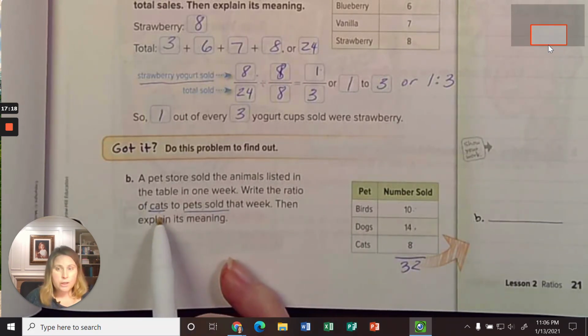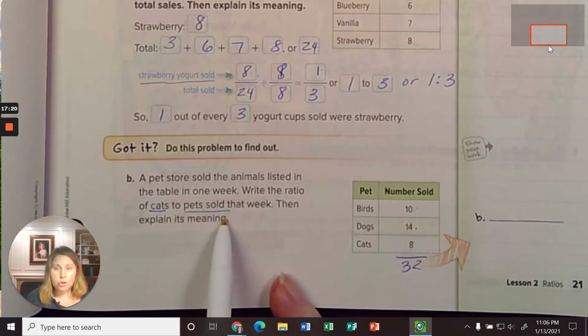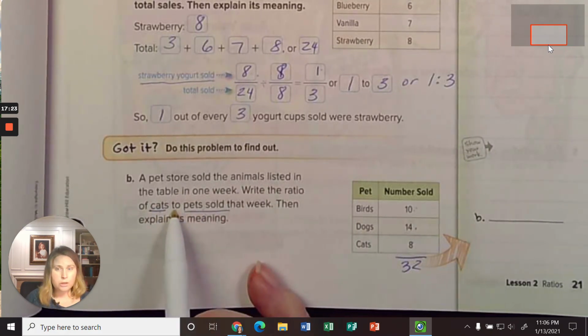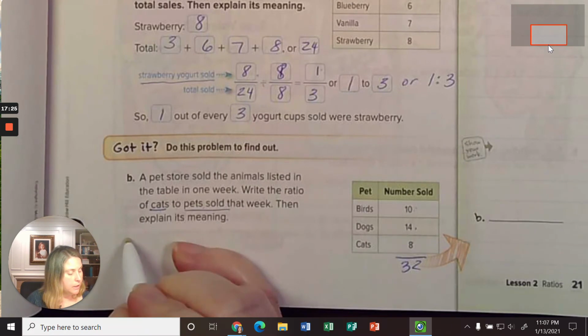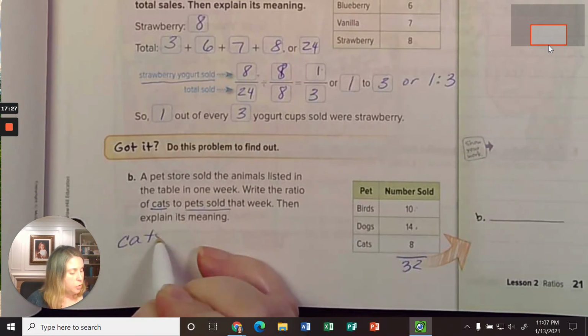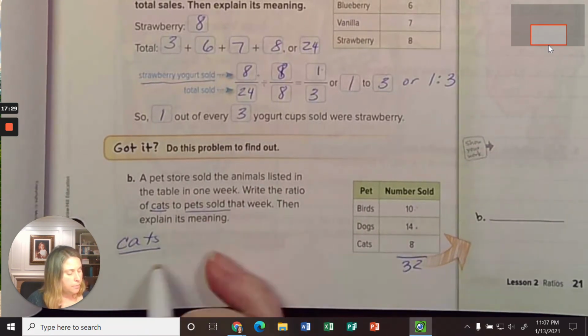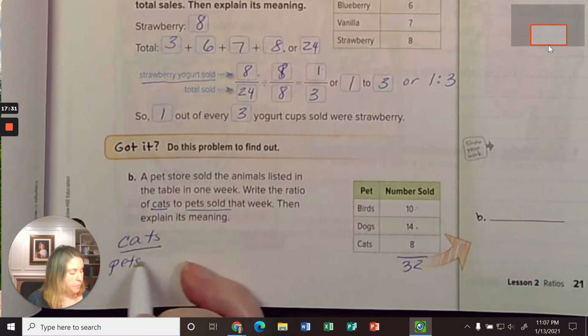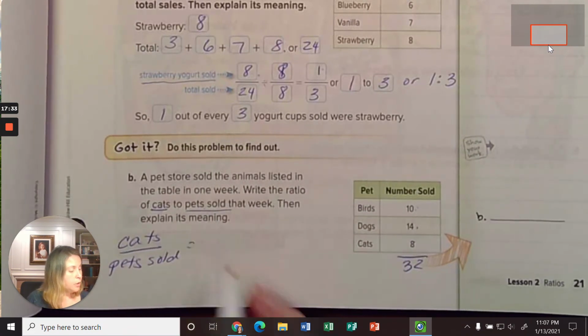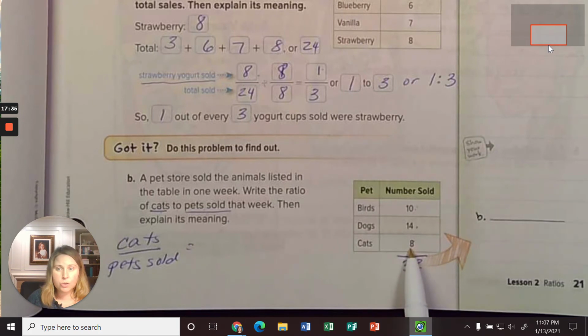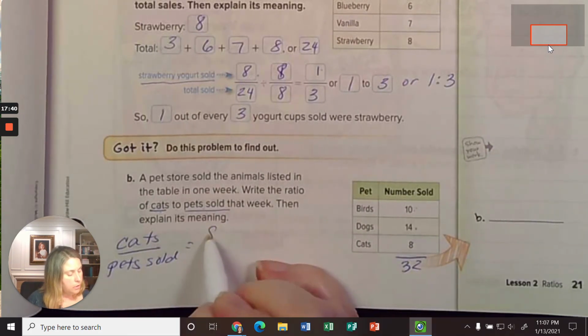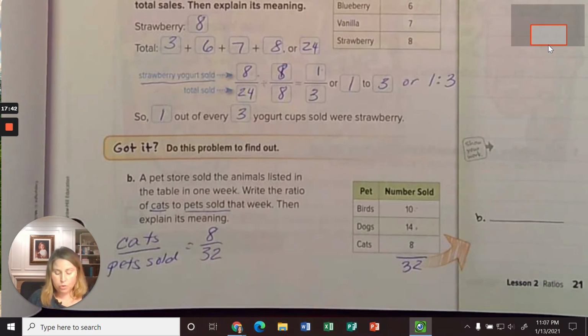So we always go in the specific order. The first thing goes in the numerator. The second thing mentioned after the word to goes in the denominator. So this is very specific. It's cats to pets sold. And that's the total. So we know that there were 8 cats sold and there were 32 pets sold. 8 out of the 32 pets sold were cats.